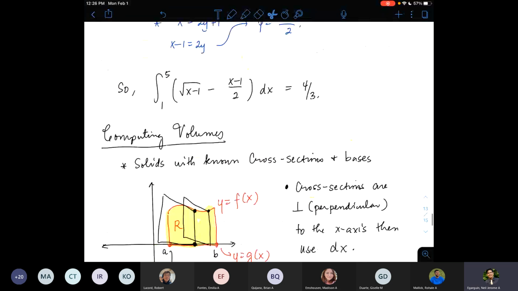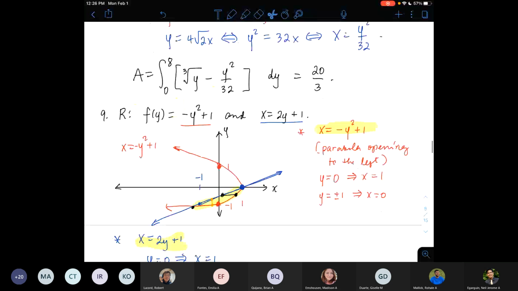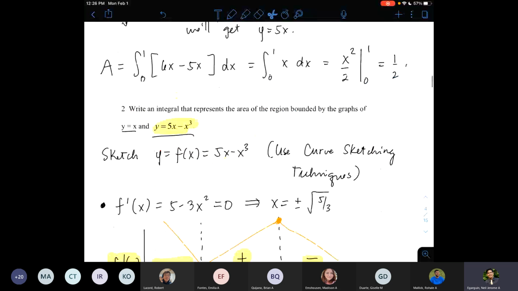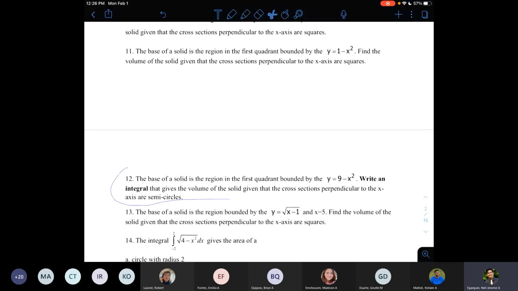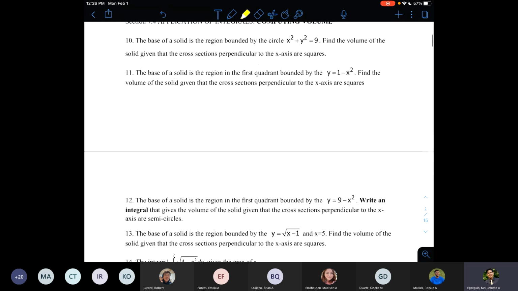Let me try problem 12. Hold on, let me scroll up. Okay, I'll skip problem 11. I'll leave that to you guys, but I'll include the solution to that in the next update for the worksheet. Well, it's the problem 10 and actually problem 11, because here the cross sections are again squares perpendicular to the x-axis. So your solution would be similar to problem number 10.